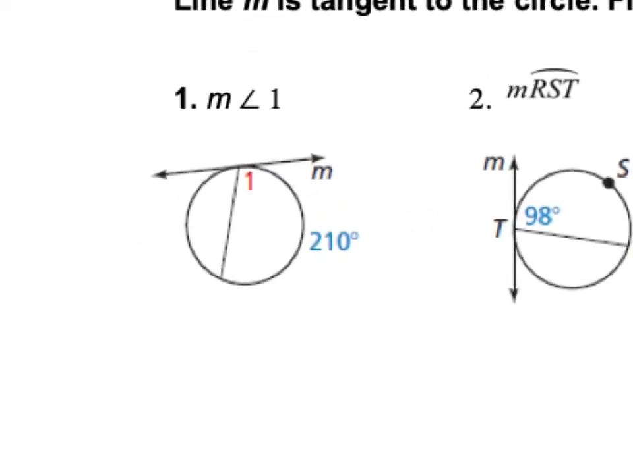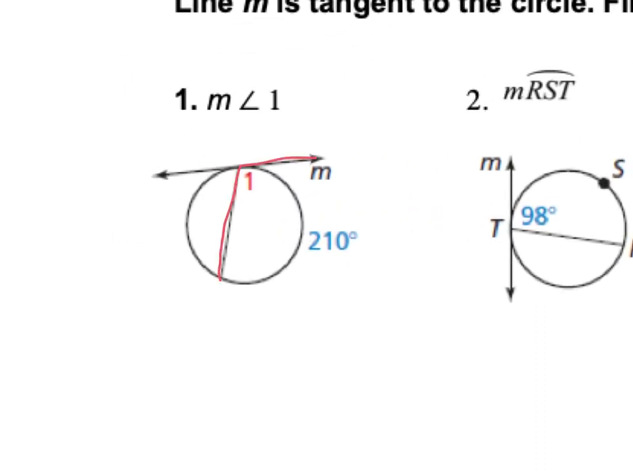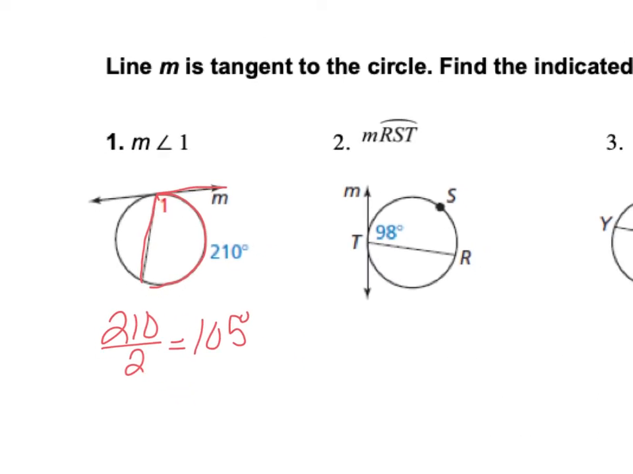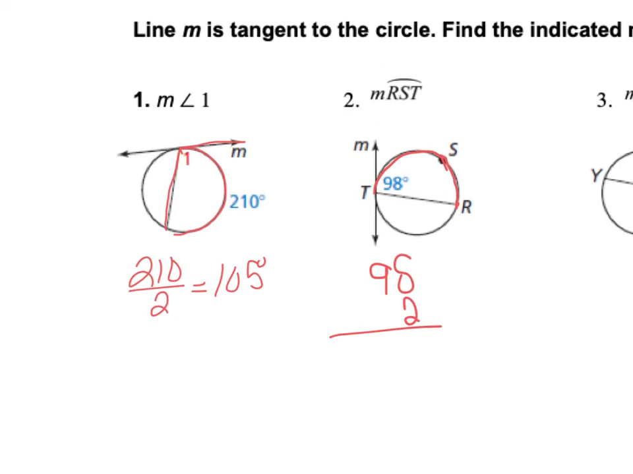Okay, that first one, we have an angle 1. Here's our angle. Here is our intercepted arc. It's 210 degrees, which means we would have 210 divided by 2, which would be 105. The measure of arc RST. Notice that RT is not a diameter. It does not necessarily go through the center of the circle. If it did, then that would be a 90-degree angle anyway. But you have the measure of arc RST is going to be double the measure of the angle, which is going to be 196.